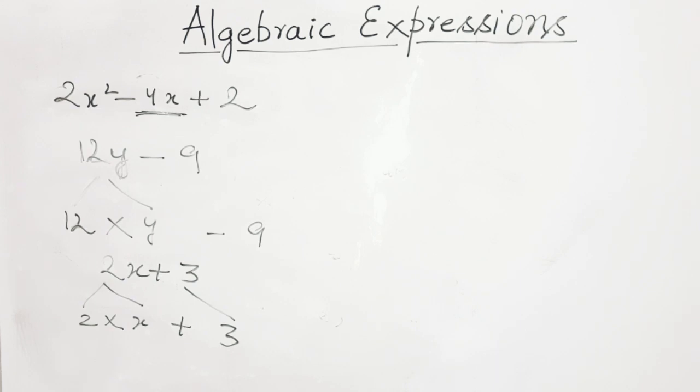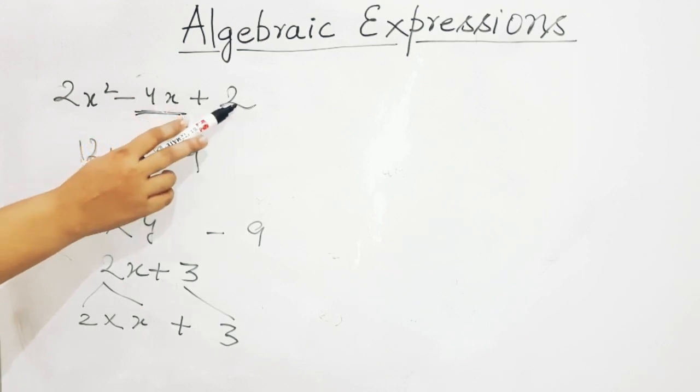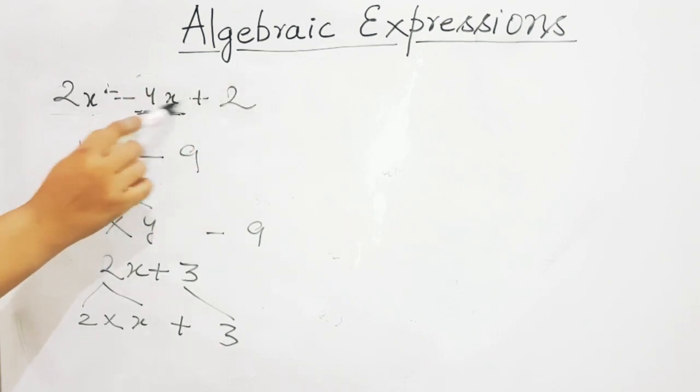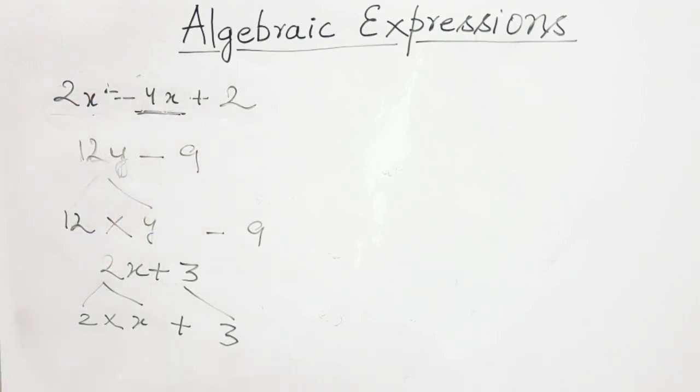Now students, we will be learning about terms of an algebraic expression. The different parts of the algebraic expression separated by the sign positive or negative are called the terms of an expression. For example, this is 2x square minus 4x plus 2. So this is one part, this is one part, and this is one part. In total, how many terms are there in this algebraic expression, students? If you know the answer, you can comment down in the comment section. In total, there are 3 parts. What are those 3 parts? The first part is 2x square, the second part is minus 4x, and the third part is 2.